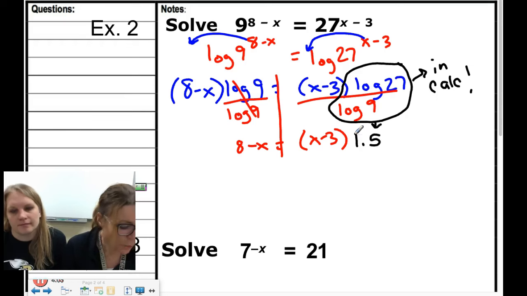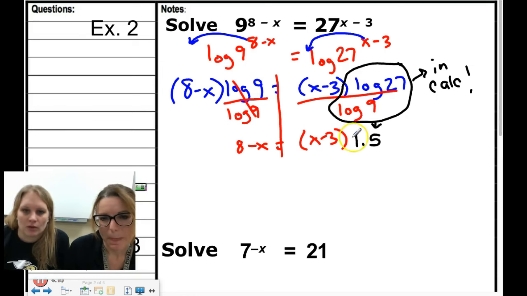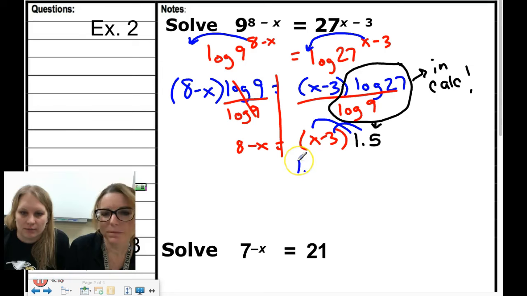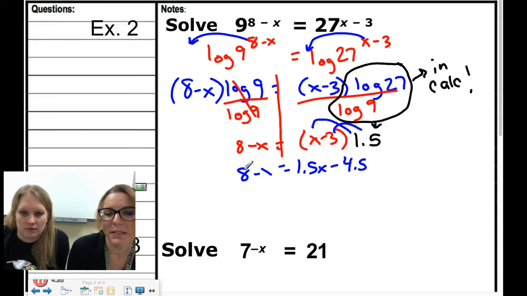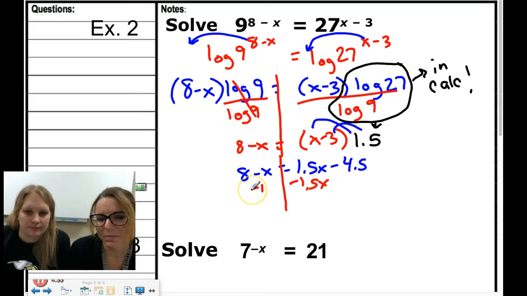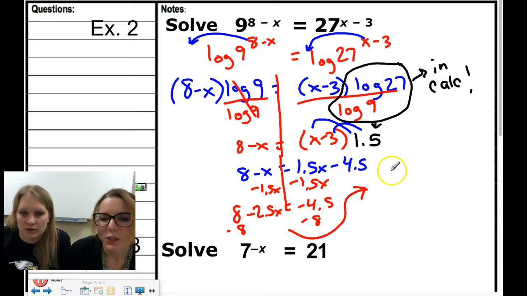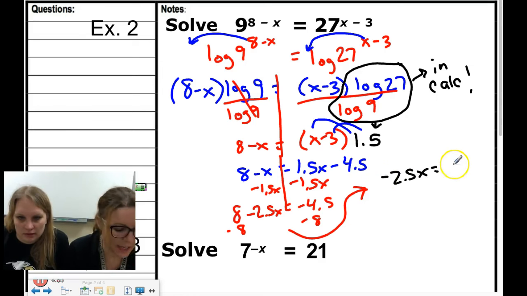Now look at the right side. We have to distribute the 1.5. When we do that, we get 1.5x minus 4.5. And on the left side, we have 8 minus x. We have a lot of different options here. I typically like to put my x's on the left side and my numbers on the right. So I would subtract 1.5x, and we get 8 minus 2.5x equals negative 4.5. Now subtract 8. We're left with negative 2.5x equal to negative 12.5.